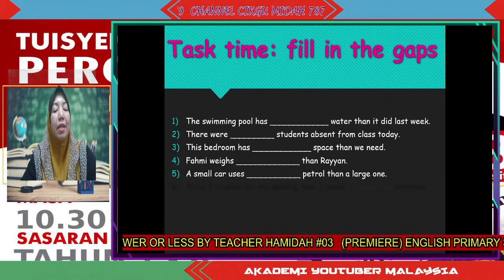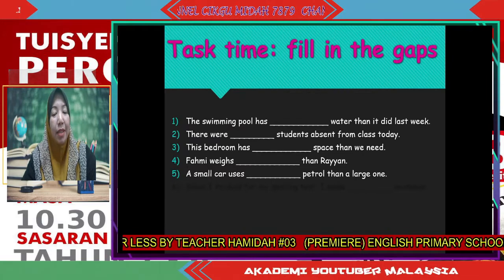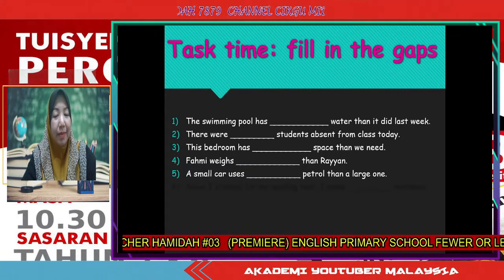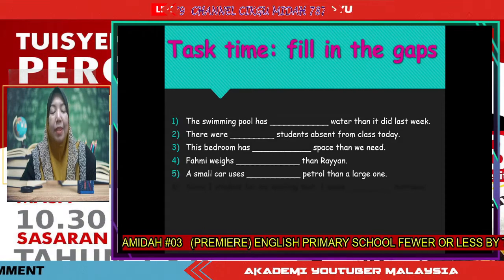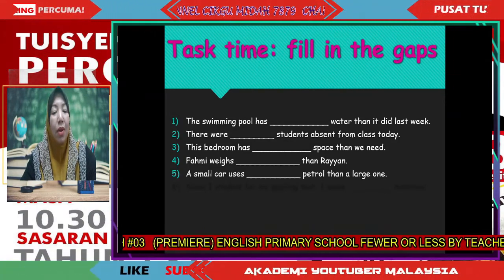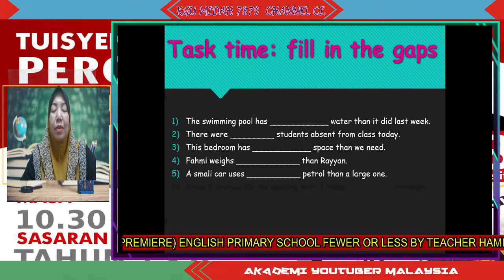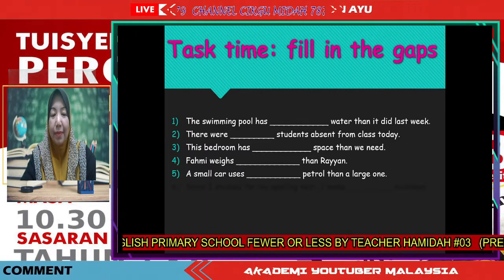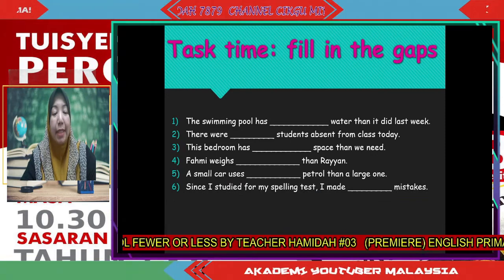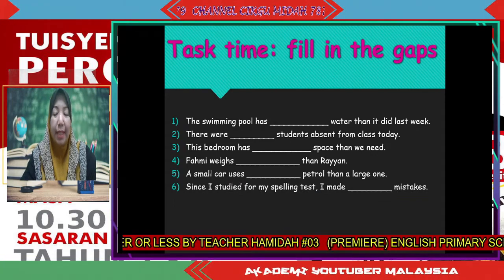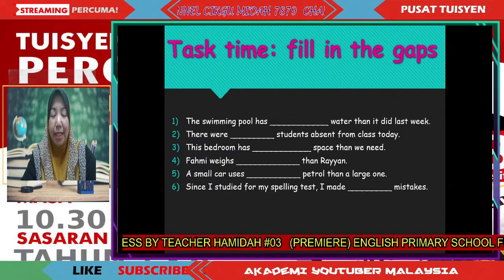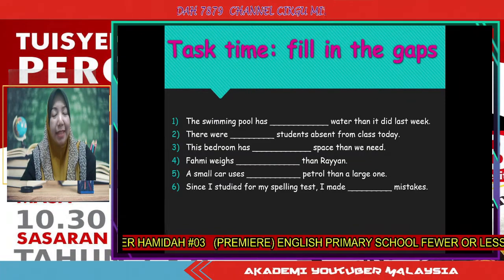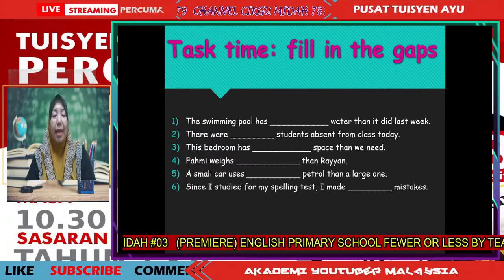Number 5. A small car uses... petrol than a large one. So what is your answer? Is it fewer or less? You can write down your answer at the chat column. Number 6. Since I studied for my spelling test, I made... mistakes. So what is the answer? Is it fewer or less? Okay, you can write down your answer at the chat.